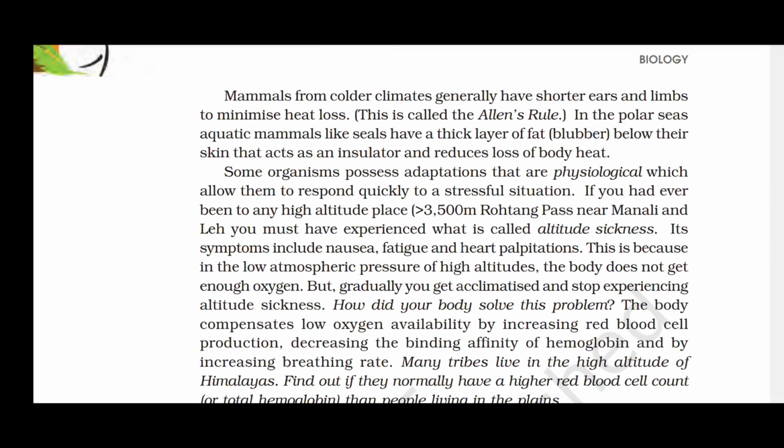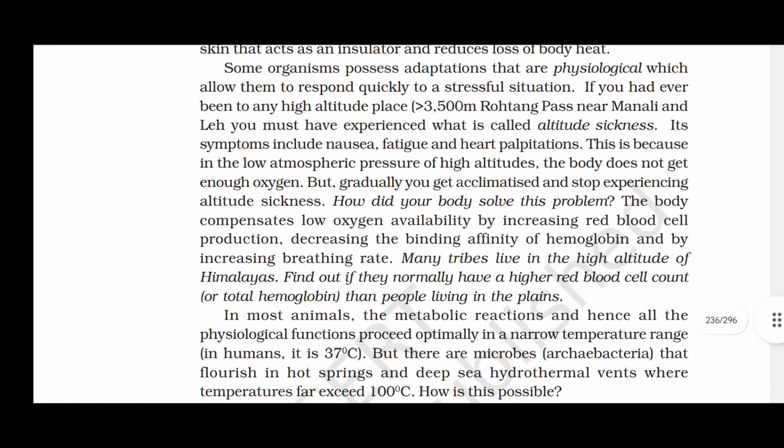But gradually, you get acclimatized and stop experiencing altitude sickness. How did your body solve this problem? The body compensates for low oxygen availability by increasing red blood cell production, decreasing the binding affinity of hemoglobin, and by increasing breathing rate. Many tribes live in the high altitude of the Himalayas.